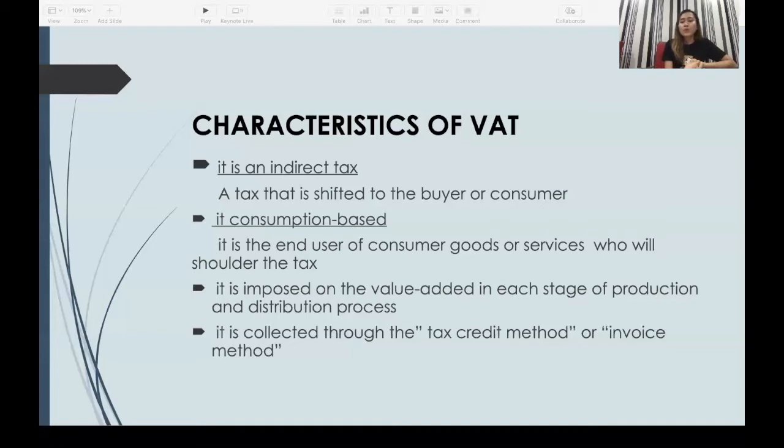Next, it is imposed on the value added in each stage of production and distribution process. Interrelated lang ito sila sa previous characteristics. Kasi nga, imposed on the value added in each stage from the raw mats to the manufacturing company, and then sa manufacturing company, binigay kay wholesaler. Each stage of production and distribution process nun, meron VAT. And last, it is collected through the tax credit method or invoice method. We will be discussed sa mga next slides. We'll discuss it deeper.